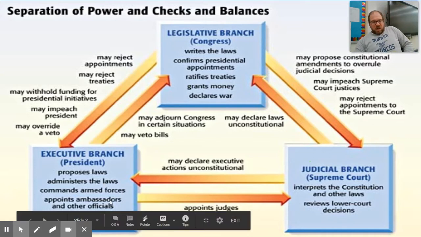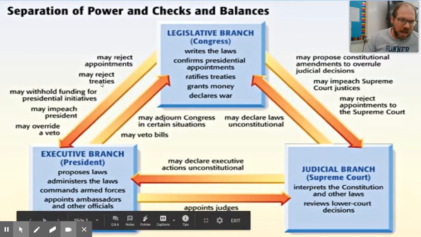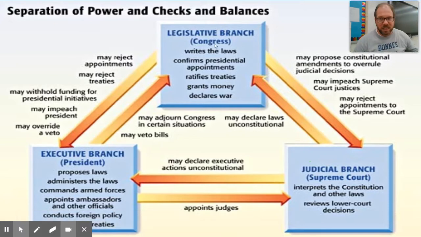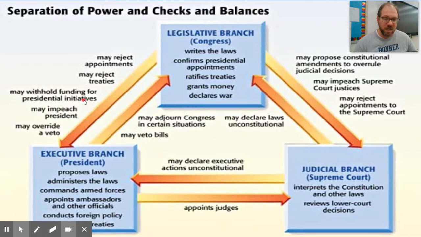Now, what I want to draw your attention to now are some of the actual checks and balances. This will help you on your work today. You'll find it in the black words following the arrows. For example, the legislative branch can check the president and the executive branch by, let me get my pointer, rejecting appointments, rejecting treaties. It can withhold funding from the president, like the actual government's money. They can impeach a president, and they can override a presidential veto if he tries to veto a bill.